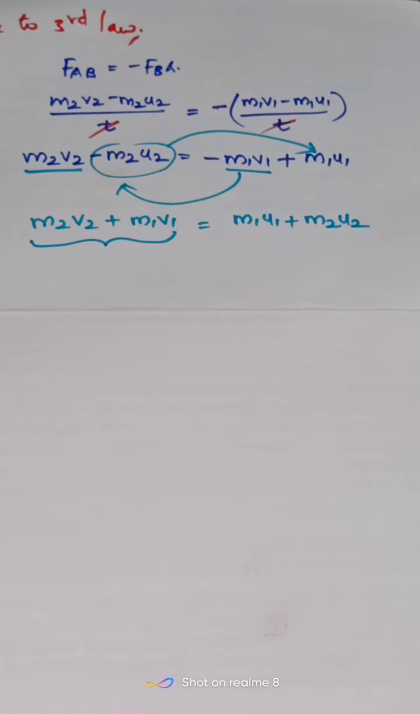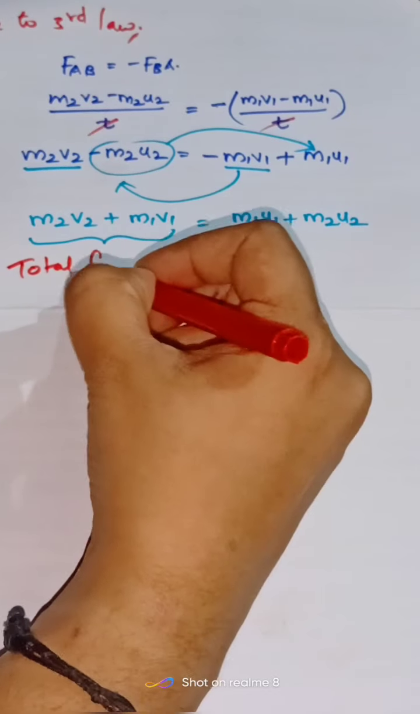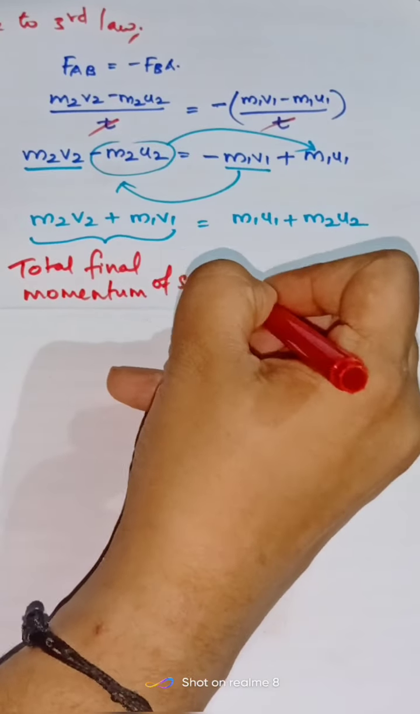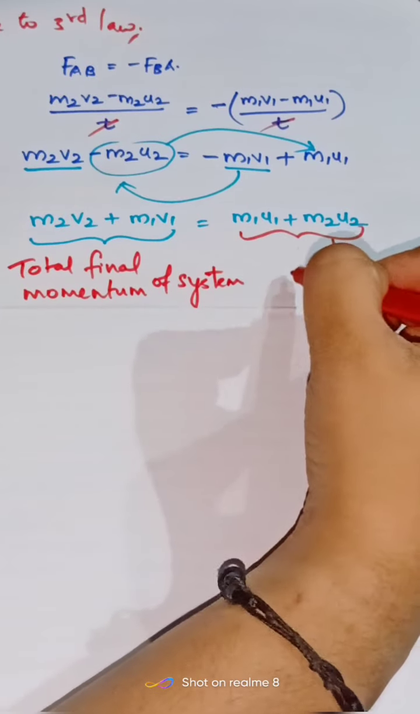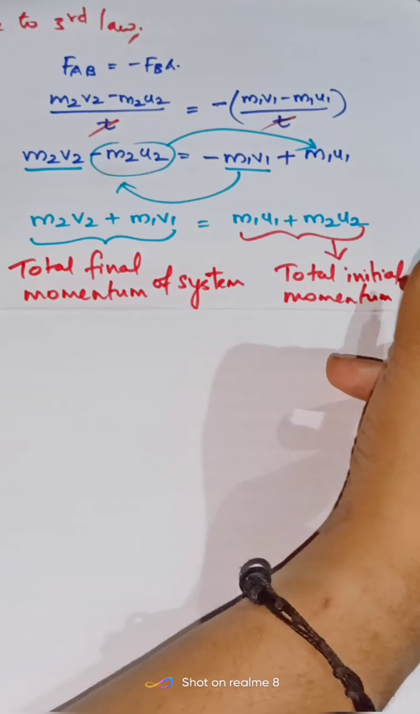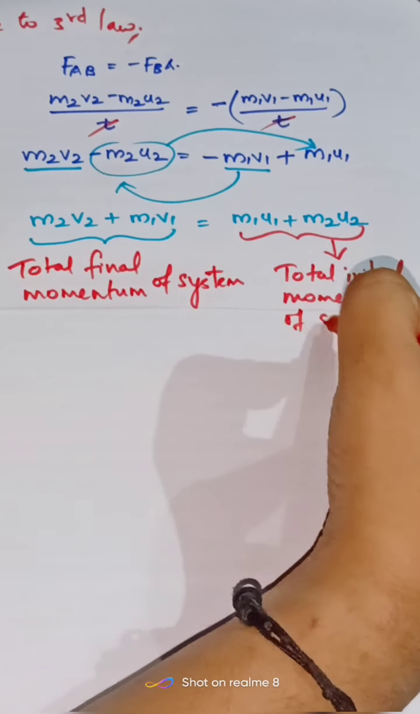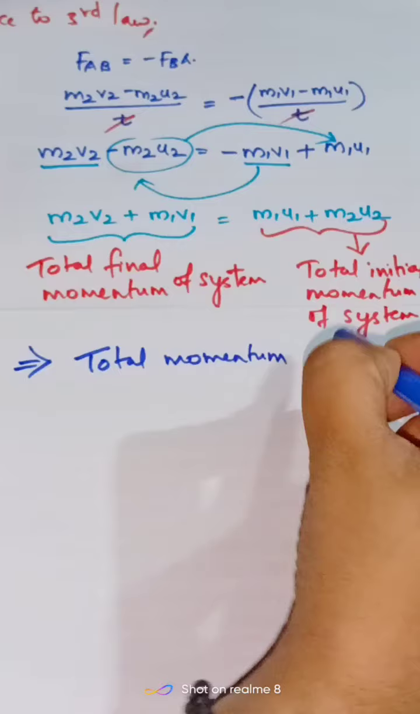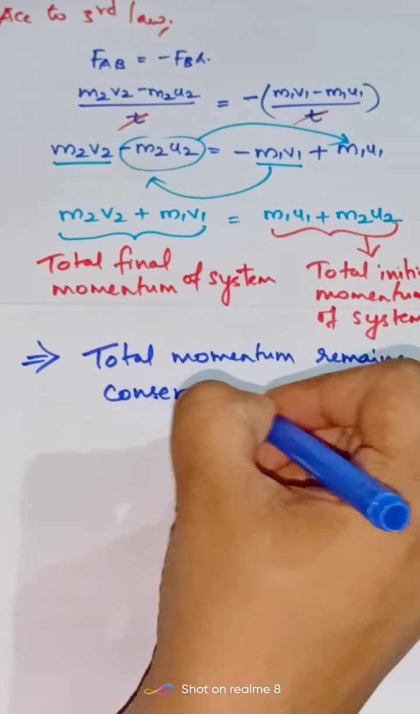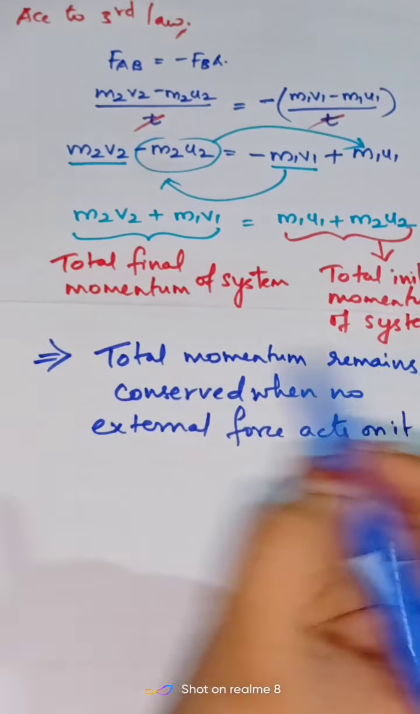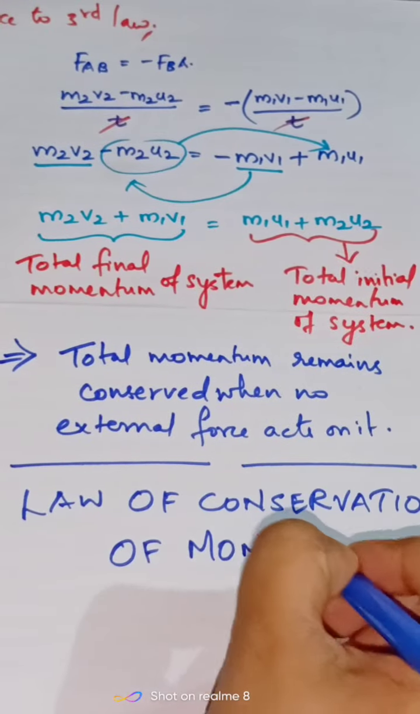Now if you see, m2 v2 plus m1 v1 is the total final momentum of that system which had these two balls. That is, it is the total final momentum of balls A and B added together. And similarly, m1 u1 plus m2 u2 will be the total initial momentum of the two balls A and B. So what do you understand from this? We can conclude that the total momentum of balls A and B remains unchanged or conserved during their collision when no external force acts on them. So this is the law of conservation of momentum.